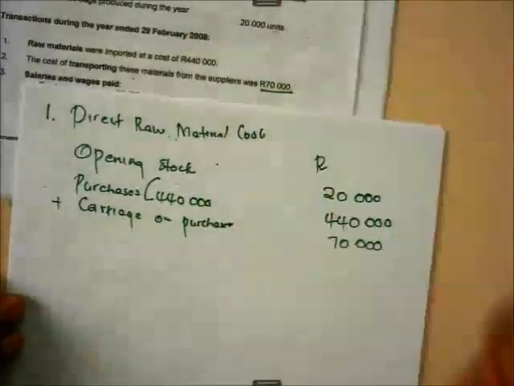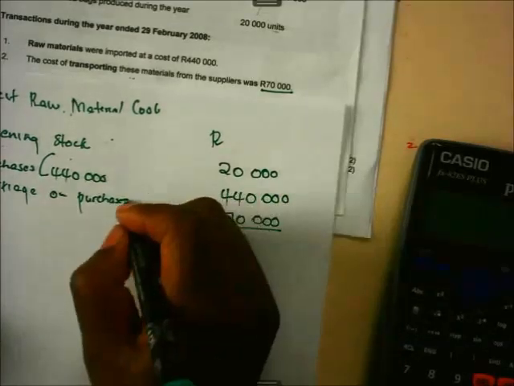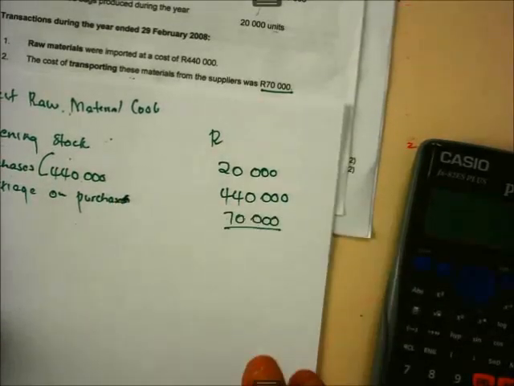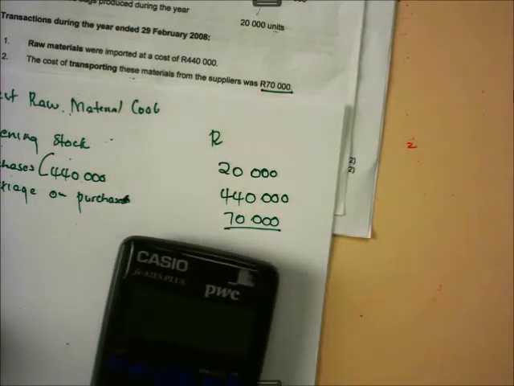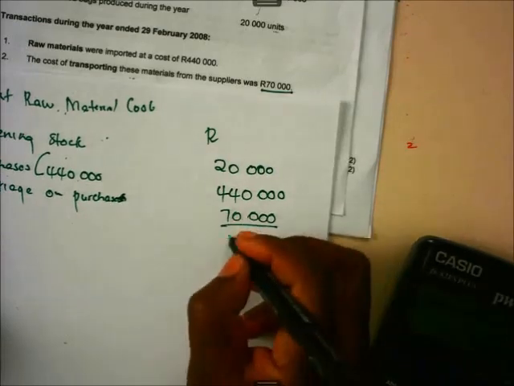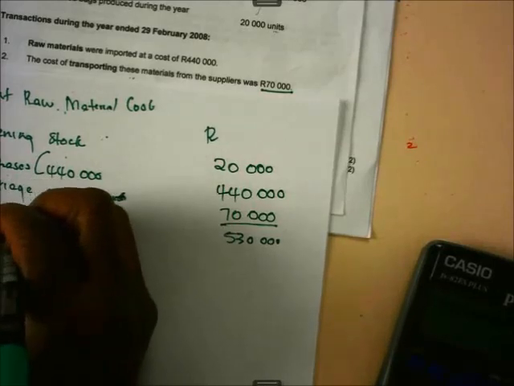Now we add. Let's add the opening stock, the purchases, and the carriage, because in this activity we don't have the import duty, we don't have the custom duty. Let's add this together to get the material available for use. 20,000 plus 440,000 plus 70,000. Right. The total is 530,000. That is material available.